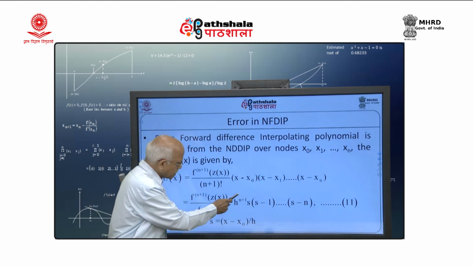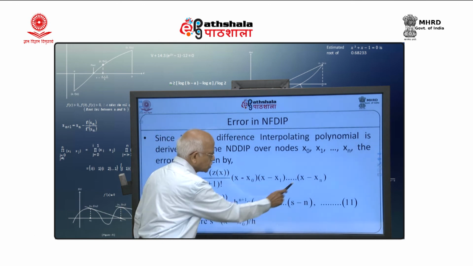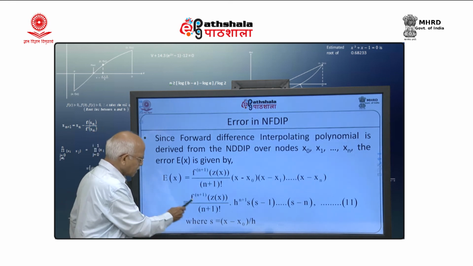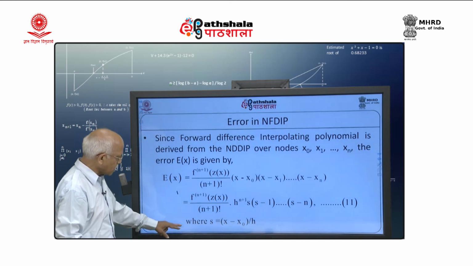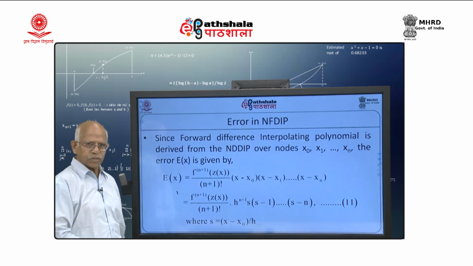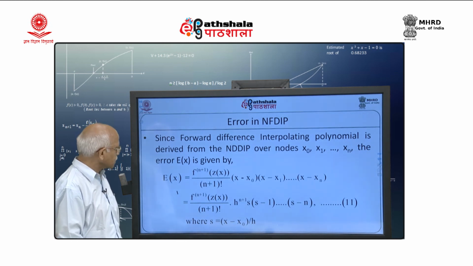So, therefore, I will be getting h raised to n plus 1, into this will be replaced by s, this will be replaced by s minus 1, this will be replaced by s minus n, and so on. So, your error term will be given by this, where s is nothing but (x minus x0) by h, which is given in the forward difference interpolating polynomial. So, error in terms of s and h we can compute like this.